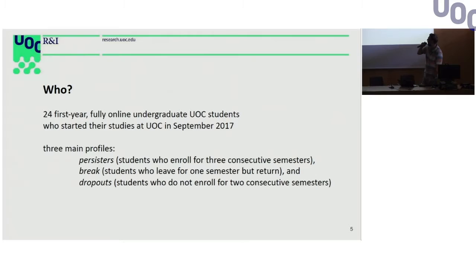Well, who are we researching? In this case, 24 first year fully online undergraduate UOC students who started their studies in September 2017. We chose three main profiles: persisters, that is, students who enroll for three consecutive semesters; breakers or stopouts, students who leave for one semester, in this case the second semester, but return, they re-enroll in their third semester; and dropouts, students who do not enroll for two consecutive semesters. In our research, they enroll for their first semester but do not come back in the next two semesters.